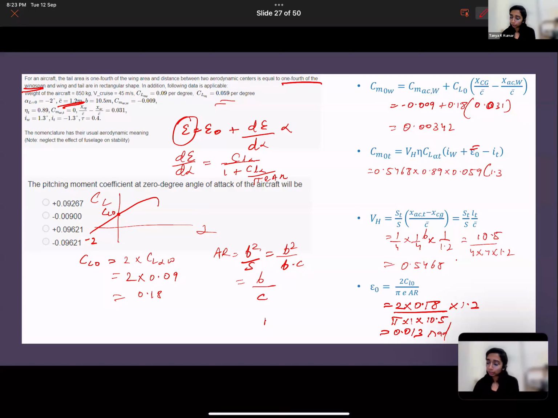Just multiply by 57.3. What is the value? 0.75. Plug that in here. So you have 0.75 minus tail setting angle. So you have 1.3. So how much is CM naught tail?